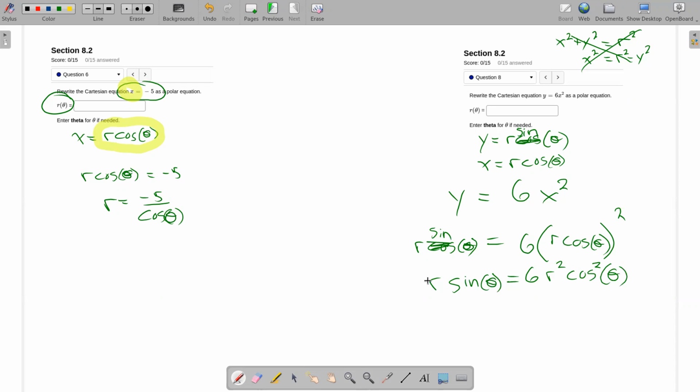So maybe I'll subtract the r sine theta to the other side. And don't do something like divide by r, because if r could be 0, we just divided by 0 and we lost some information. So we're not going to do any division here. Avoid that if possible. We're just going to subtract r sine theta to the other side. So then I'm going to get 6 r squared cosine squared of theta minus r sine theta equals 0 since I subtracted that away.